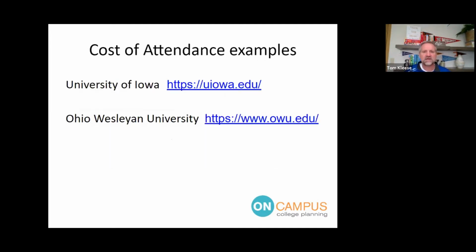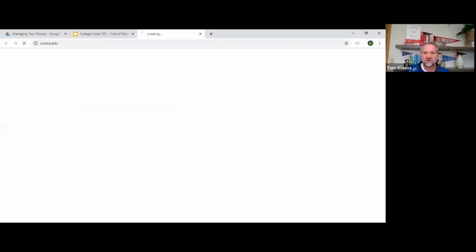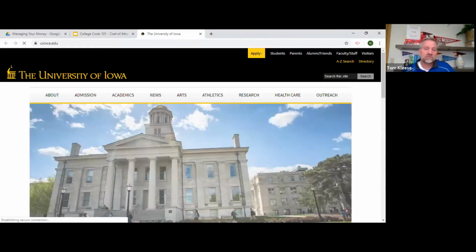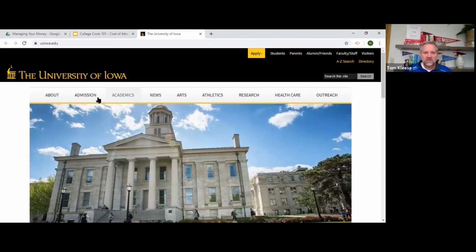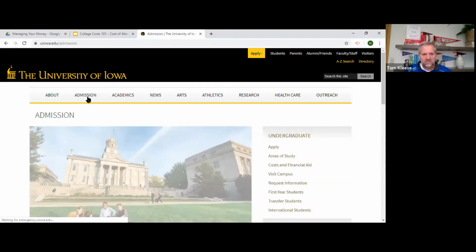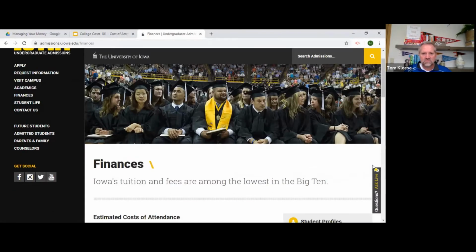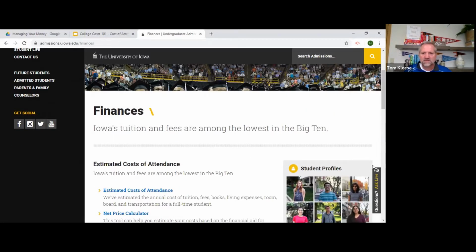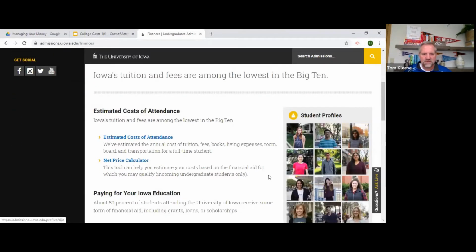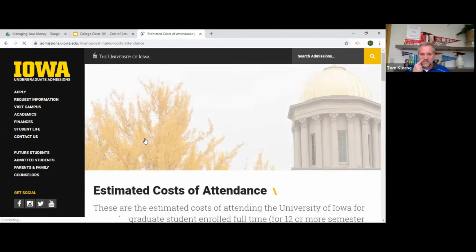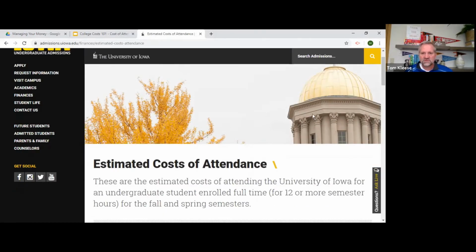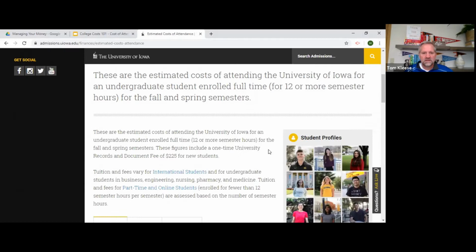Here we go. Let's look at the University of Iowa, first of all. And when we look for cost and aid, we're generally looking under the admission tab, admission or admissions. And here we go, costs and financial aid. There we go, proud graduates. Okay, they are among the lowest in the Big Ten. Good to hear. Hey, next video, we're going to look at things like net price calculator, but for now, we're just going to go into estimated costs of attendance. There it is. Nice picture of, is that Old Main over there?